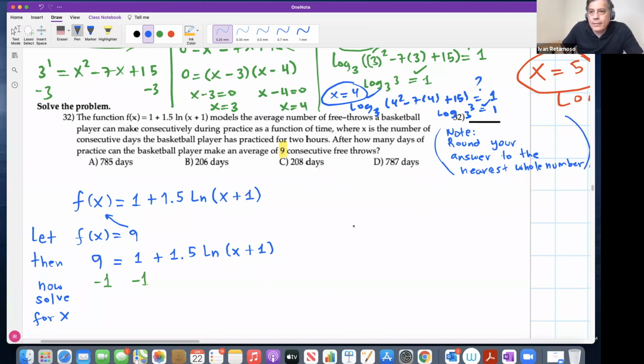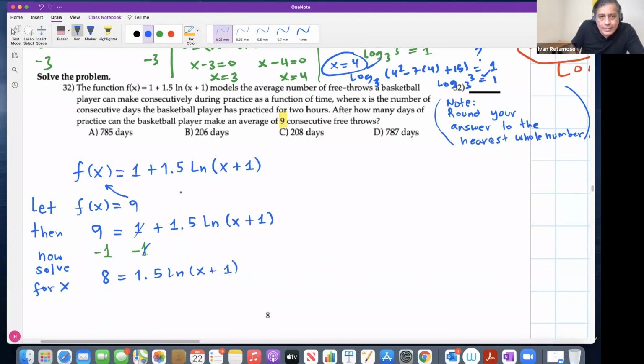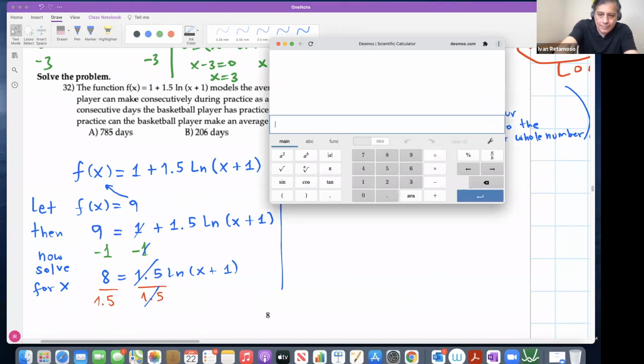Okay, so let's do it together, right? If we subtract 1 on both sides of the equation, I get here 8 equals 1.5 times natural log of x plus 1, right? Next, one thing I can do is divide both sides of this equation by 1.5. Let's do that. If I do that, I end up with this one divided by 1.5, which I can do with my calculator, right?